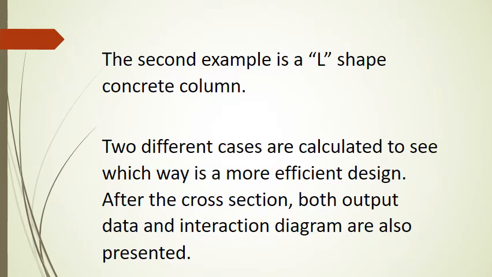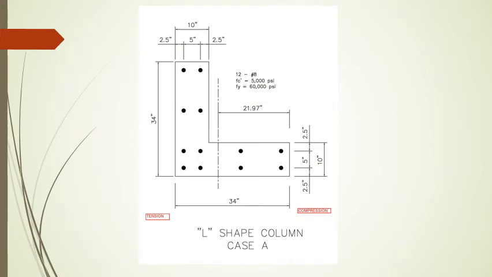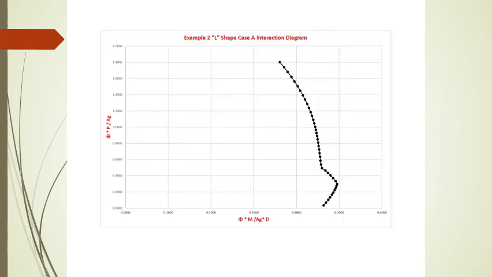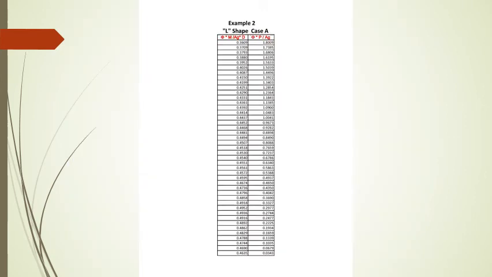The second example is an L-shaped concrete column. Two different cases are calculated to see which way is a more efficient design. After the cross-section, both output data and interaction diagram are also presented. L-shaped cross-section case A. L-shape interaction diagram case A. L-shape output data case A.